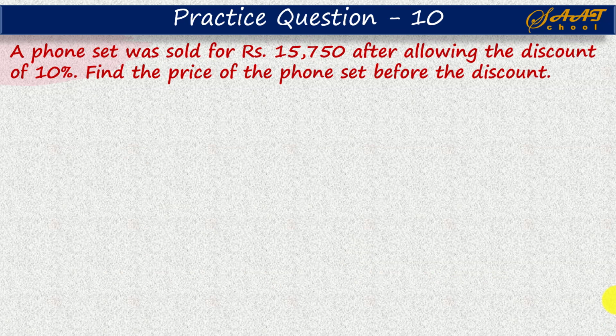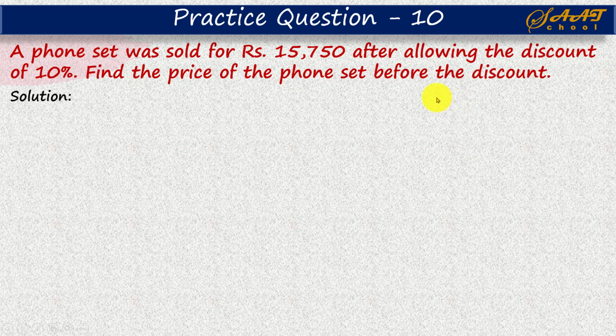Now here is practice question 10. The question is: a phone was sold for 15,750 after 10% discount. So this price is the selling price after discount. Now the question is to find the price of the phone set before discount. This includes the 10% discount, and we have to find the price before discount.